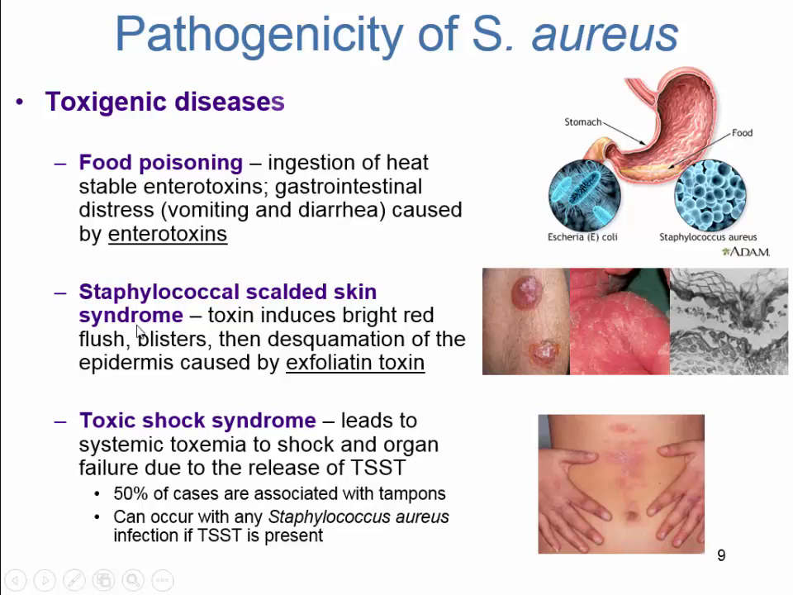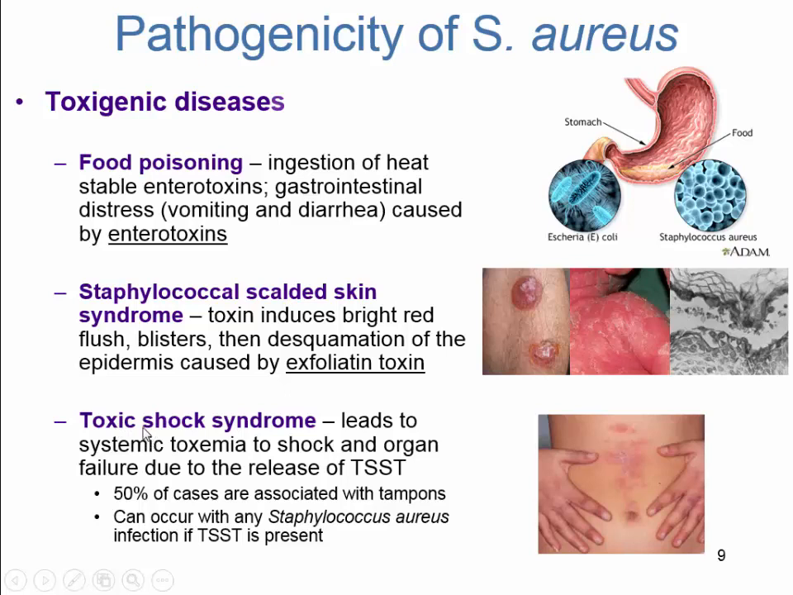Staphylococcal scalded skin syndrome. You can see here a couple images where it's on an adult. This is a complete staphylococcal skin syndrome of a baby. So you can see the red rash, you can see the desquamation of the superficial layers of the epithelia. And so this is caused by the exfoliatin toxin.